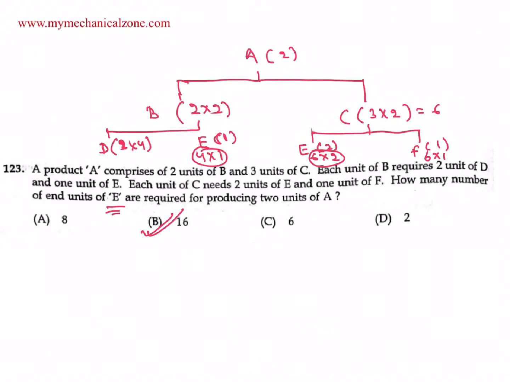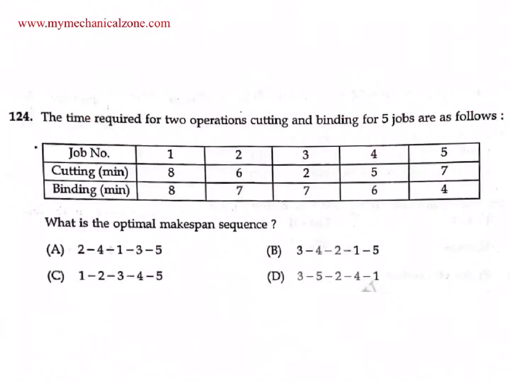The time required for 2 operations, cutting and binding, for 5 jobs are as follows. So sequence you have to find out. Total 5 jobs. You write, make 5 boxes. One side you write cutting.